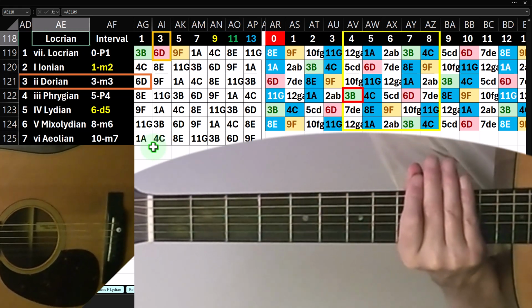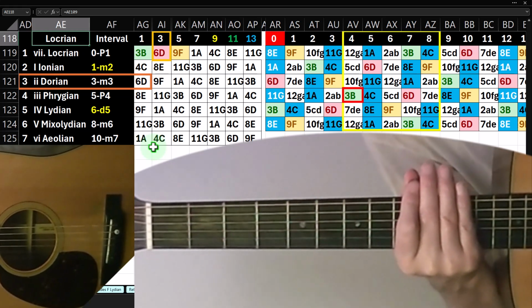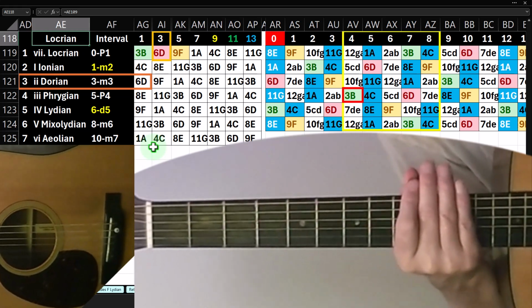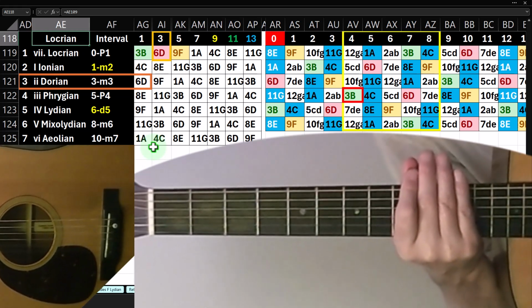Possibly one you don't find a lot of resources out there. People are scared of the Locrian mode because it's crazy. It's a crazy mode, man. And so people are scared to even say its name.